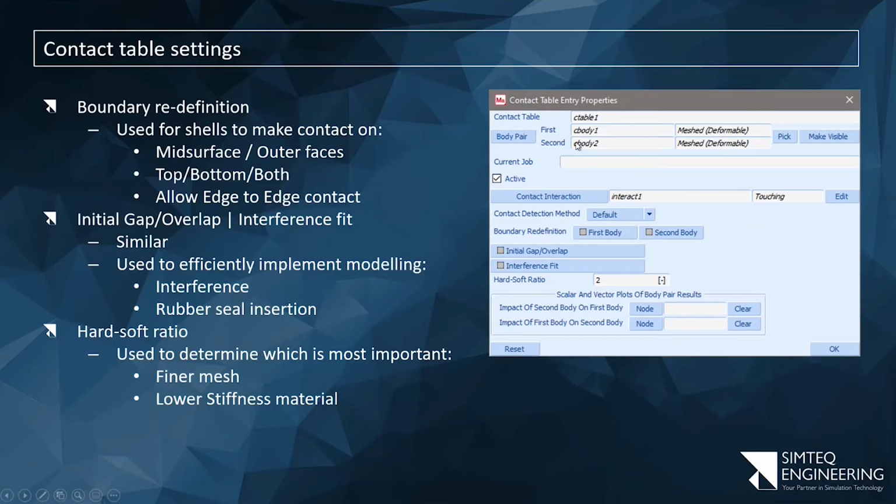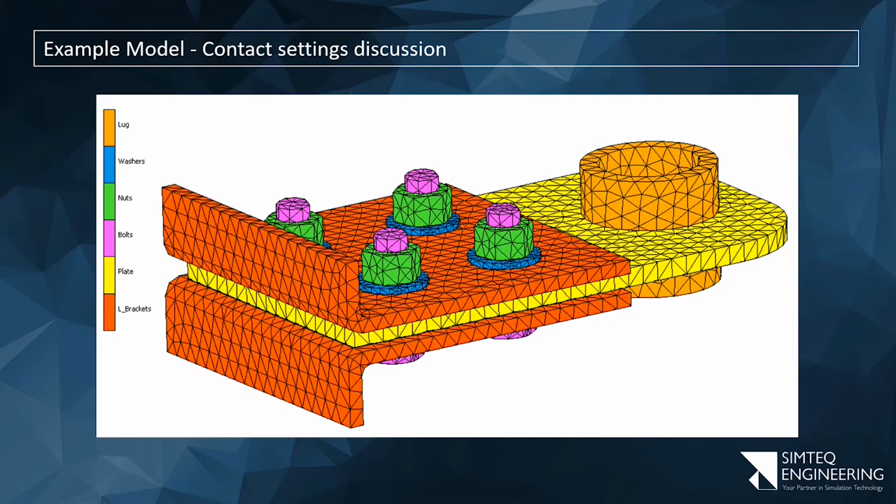If I look at the contact table between two bodies, I've got the interaction. I've got the method. Should it be first to second or second to first or whatever method? Do I need to redefine where the shells can make contact or not? And do I have interference fit? So let's look at a simple example. This is the exact same model I had in the previous session. But let's start talking about what settings we'd need ideally for the different locations.